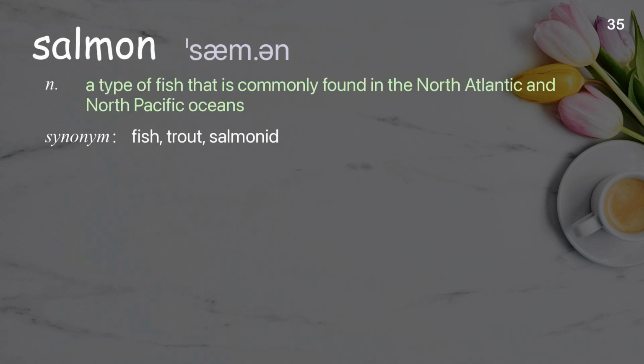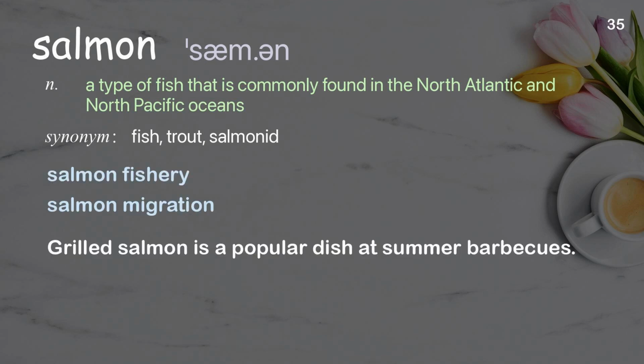Salmon. A type of fish that is commonly found in the North Atlantic and North Pacific Oceans. Examples: Salmon fishery. Salmon migration. Grilled salmon is a popular dish at summer barbecues.